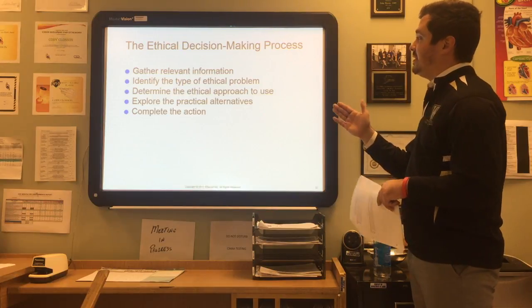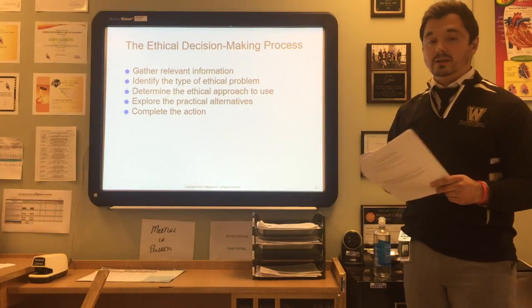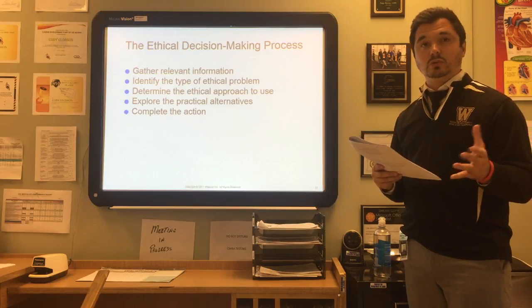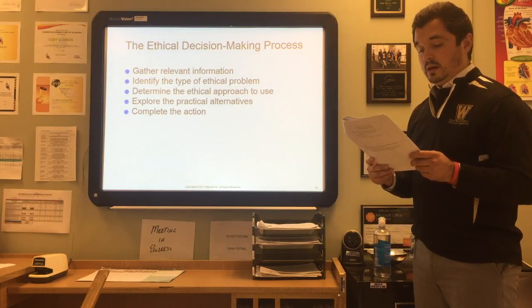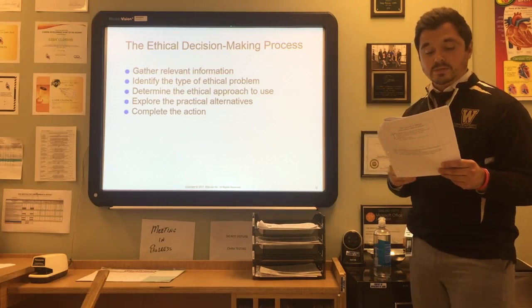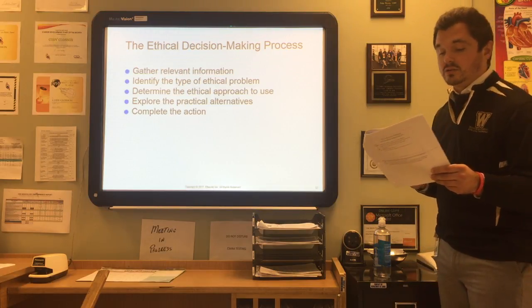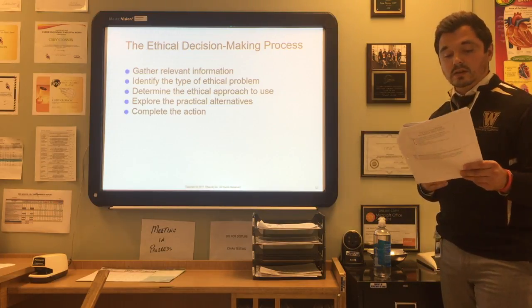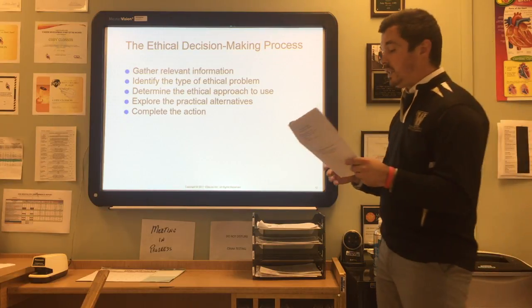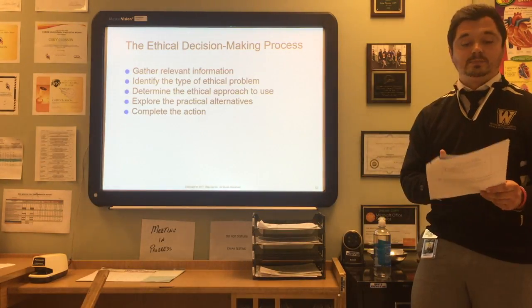Then you need to identify the type of ethical problem. If you went back one slide or look back in your handout, you can see all of those different types of ethical problems and then figure out which one it truly is. And then you need to determine the ethical approach to use. In determining the ethical approach to use, we must consider the duties, rights, and characteristic traits of all those involved, paying attention to ramifications of all the possible decisions. And then you need to explore practical alternatives and complete the action, okay?